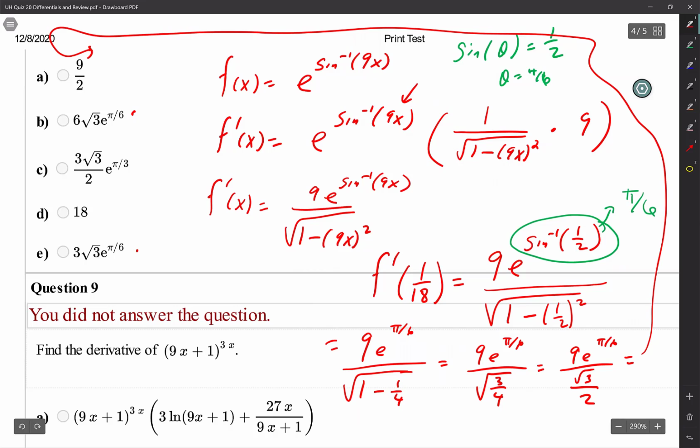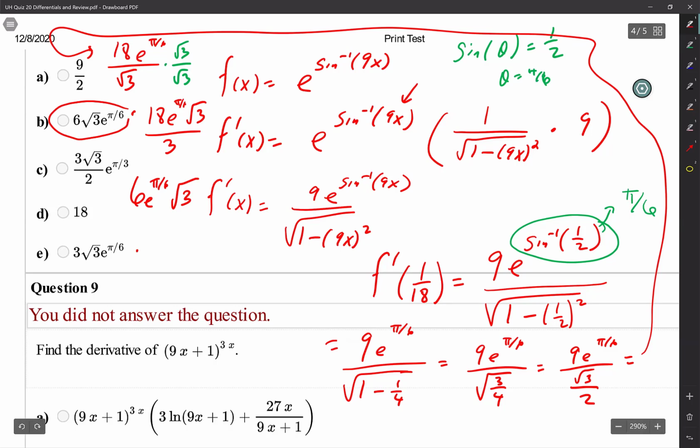Did I write it over here? 18 e to the pi over 6 over square root of 3. And they have it rationalized. So let's multiply this by square root of 3 over square root of 3. And we're almost there, guys. 18 e to the pi over 6 square root of 3 over 3. And 3 goes into 18. 6e to the pi over 6 square root of 3.